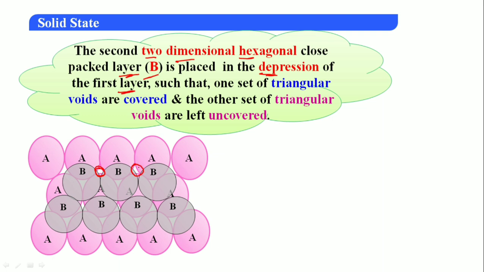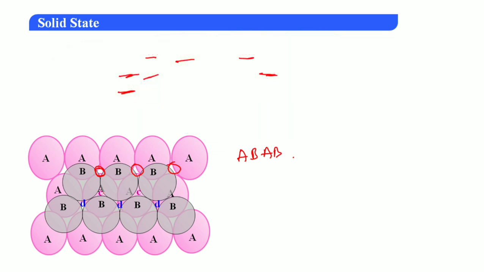This triangular voids are covered. AB. Once again, when we keep the third layer exactly on the A, so that this is called an AB type of arrangement. So like this, and this C you can see another type of void is created here, C, right?